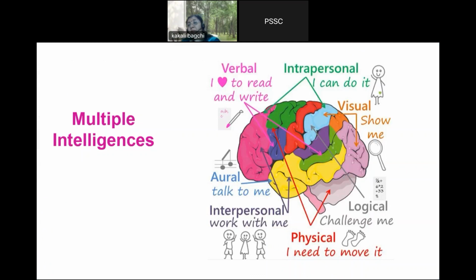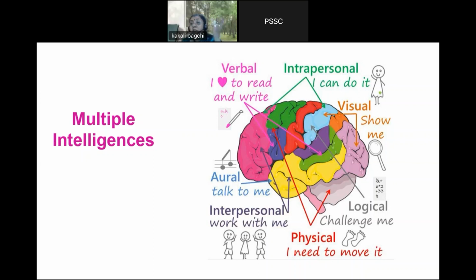We must remember that we have got multiple intelligence. Now, few students can understand if you speak to them in stories and languages. They have got verbal intelligence. Few have got oral intelligence, who wants to talk. Interpersonal intelligence, who has got a leadership quality. Few have got logical intelligence, who can understand mathematics faster.